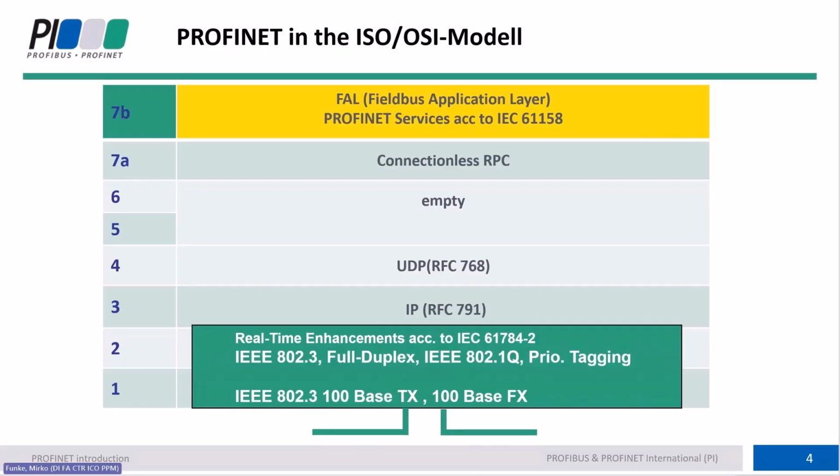And this is something that distinguishes an automation protocol from an office protocol like web server HTTP, or SMTP for mail transfer. So this is something that makes the fieldbus itself unique. And there is a lot of work to do to generate this fieldbus application layer.